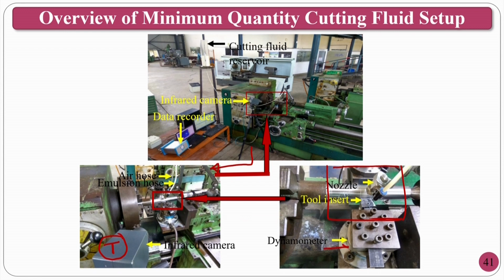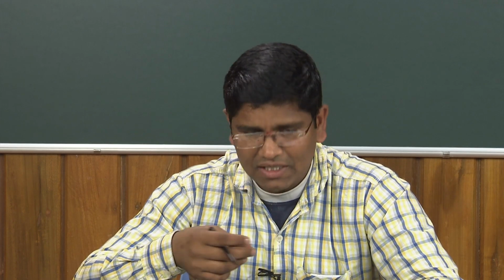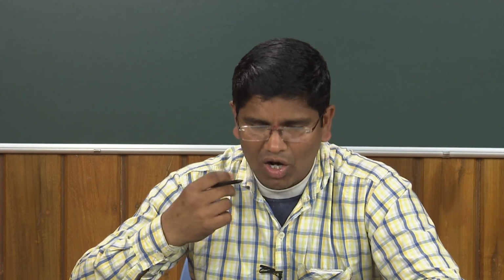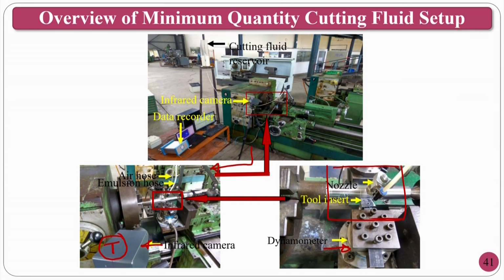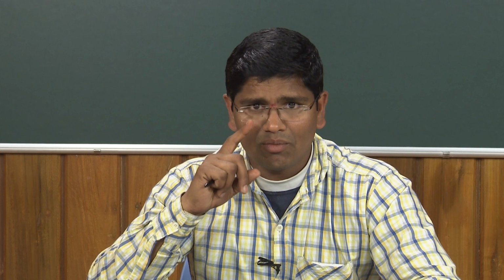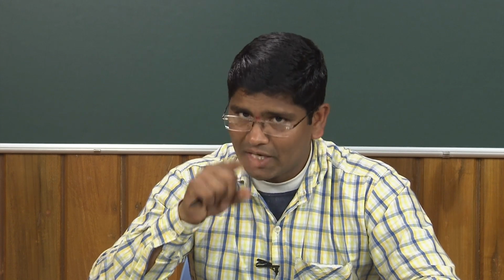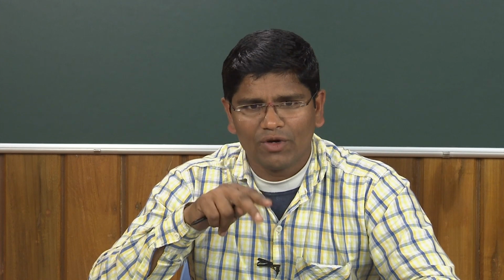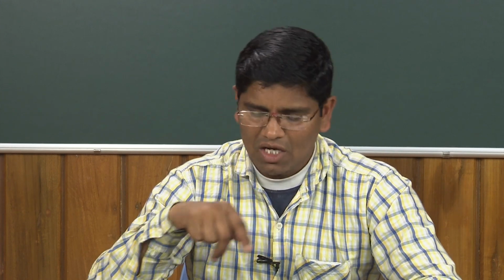This is the dynamometer, and this is the infrared camera. Here also it is already indicated. So you can catch up the temperature that is in the machining region. At the same time, you can also measure the forces. That is what I want to show for particular machining applications. Whenever you are machining with minimum quantity cutting fluid as well as flood cooling, these are the two things. At the same time, minimum quantity cutting fluid of the mineral oil as well as bio cutting fluid.